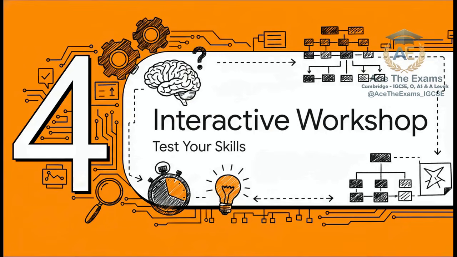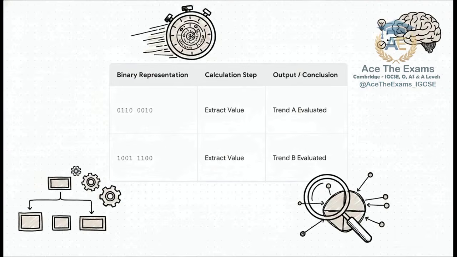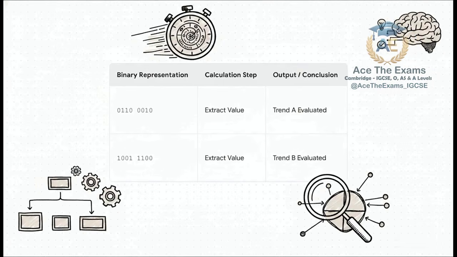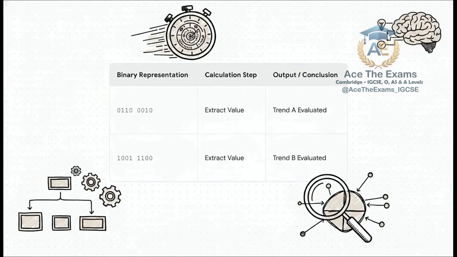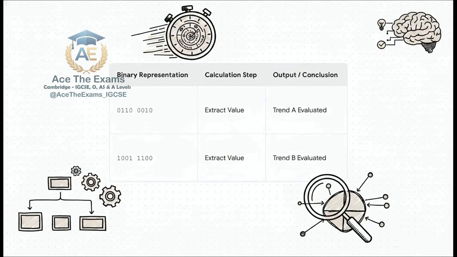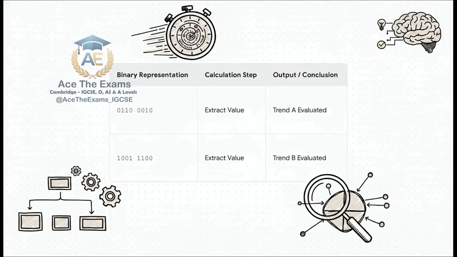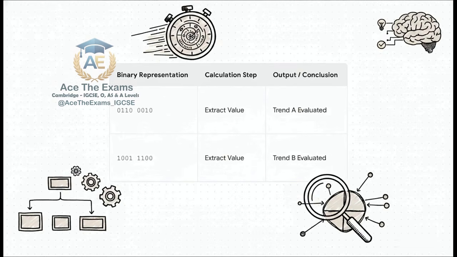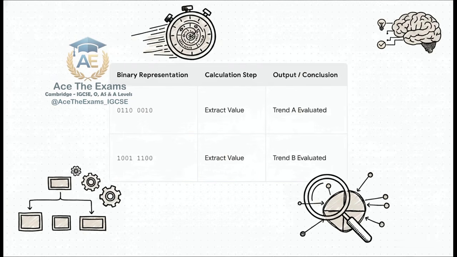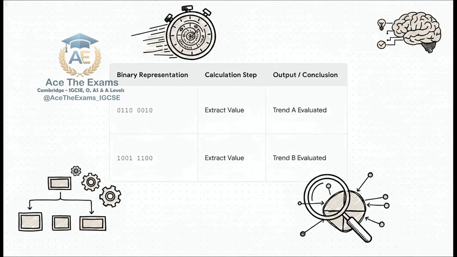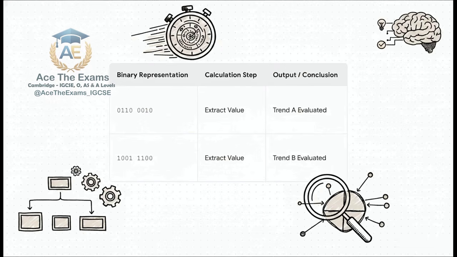All right, let's get into Section 4, the interactive workshop. It's time to lean in and test those skills. Imagine a 60-second timer counting down on your screen right now. We're looking at a complex computer science data table. Column 1 gives us a binary representation, column 2 requires a specific calculation step, and column 3 needs your output and evidence-based conclusion. Your challenge during a rapid data scan like this is to extract the core trend from these binary inputs before time runs out.